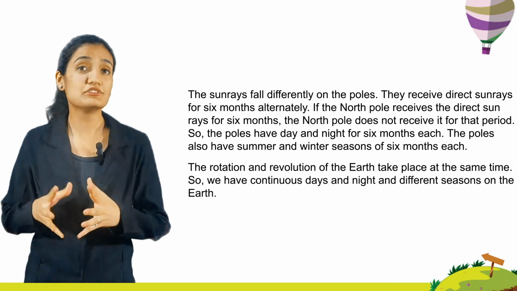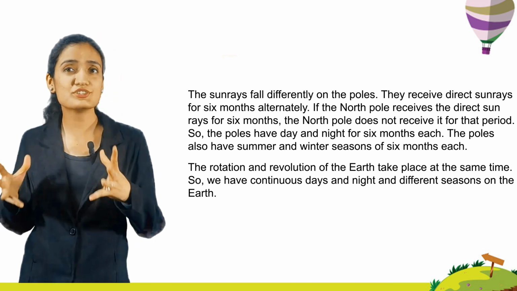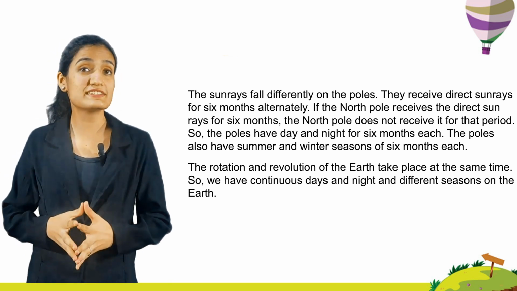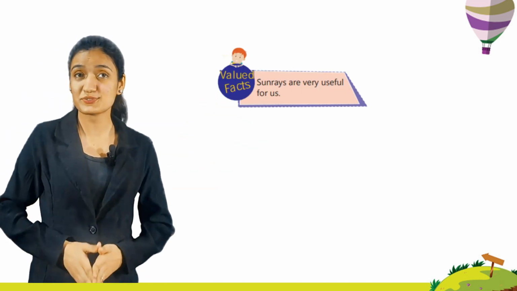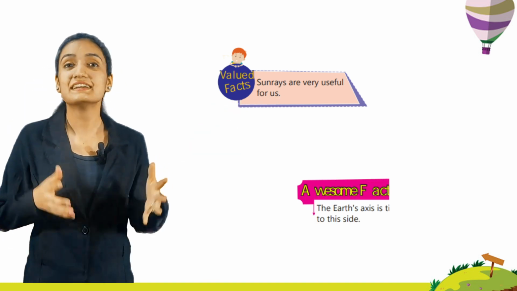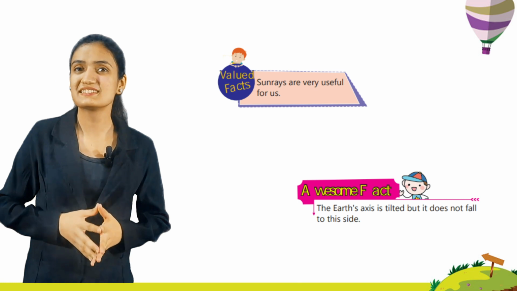The rotation and revolution of the earth take place at the same time. So, we have continuous days and nights and different seasons on the earth. Now, the valued facts. Sun rays are very useful for us. Awesome fact. The earth's axis is tilted but it does not fall to this side.